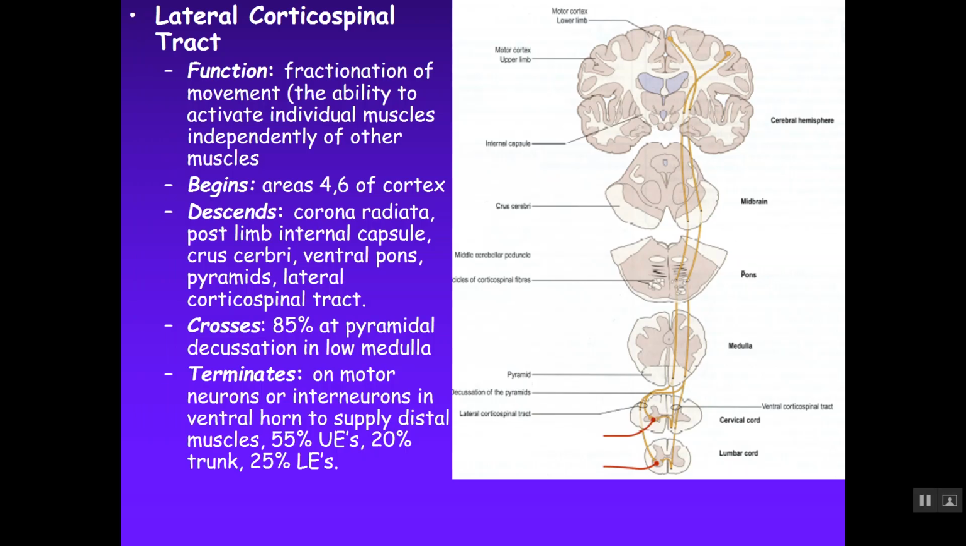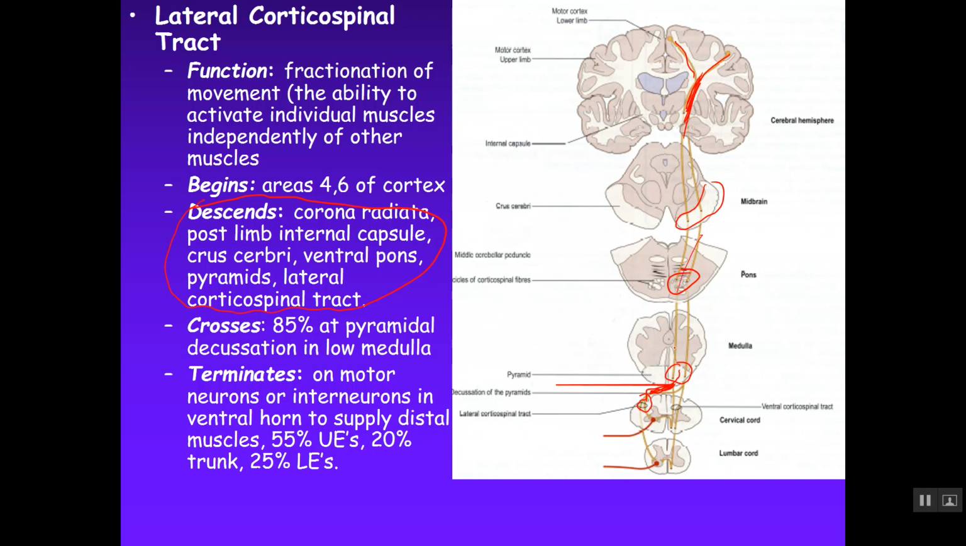So lateral cortical spinal tract, you already pretty much know this because we talked about the medial cortical spinal tract. This lateral cortical spinal tract just crosses over and stays lateral. So what does it do? Fractionation of movement, the ability to activate individual muscles independently of other muscles, begins in Brodmann's areas 4 and 6 of the cortex. It descends, and all this is the same as the medial, because they're all starting out together: corona radiata, internal capsule, crus cerebri, ventral pons, pyramids. But now at the pyramids, it crosses over in the decussation of the pyramids, and then once it goes into the spinal cord, it is the lateral cortical spinal tract.